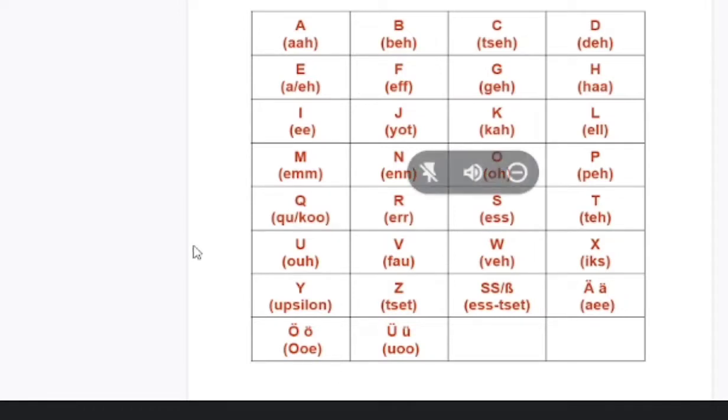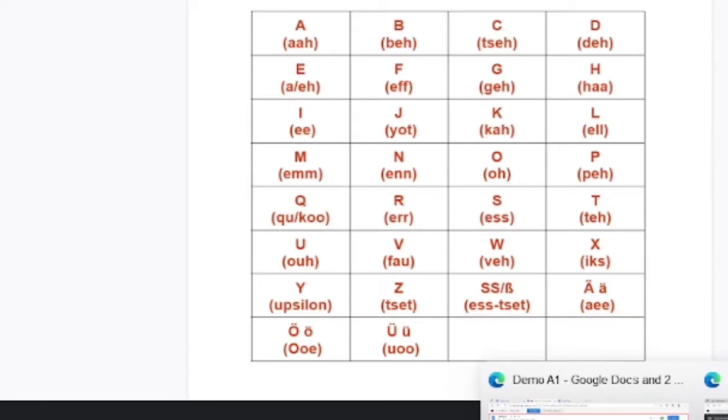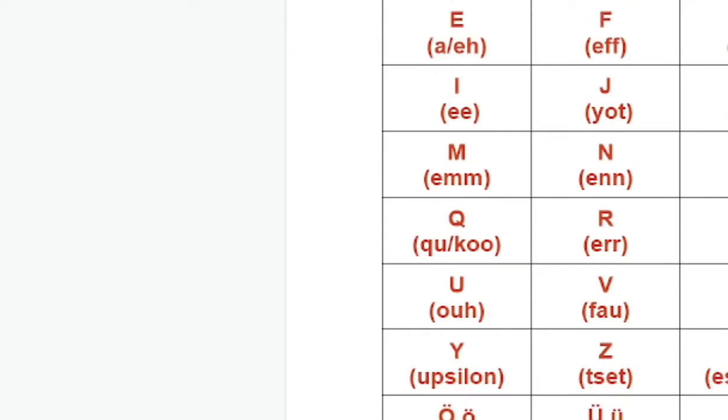Okay, then repeat, schnell. From A to Z: A, B, C, D, E, F, G, H, I, J, K, L, M, N, O, P, Q, R, S, T, U, V, W, X, Y, Z, Eszett, and Ä, Ö, Ü. Everything is clear? When we write this beta sign in a word, we pronounce it like S. Everything is clear? Because I'm going to ask you.